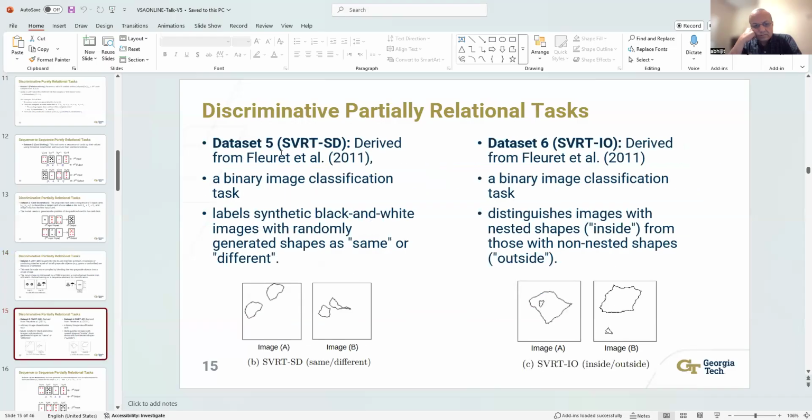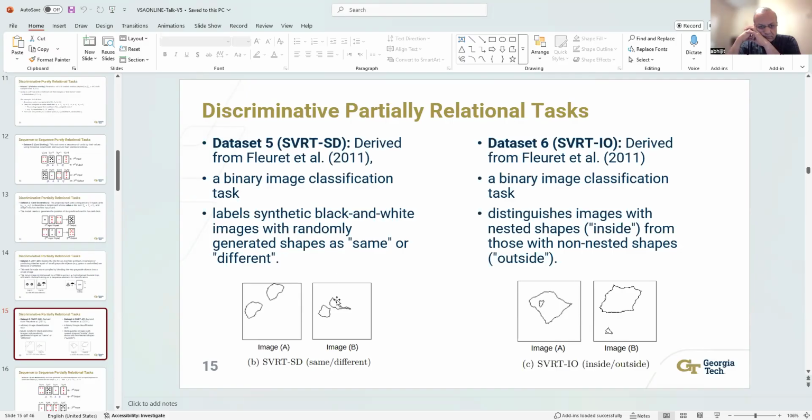So these two other tasks are also derived from the Raven matrices problem. Dataset 5 is called SVRT, similar or different, and it consists of binary classification of images, and we need to guess whether it contains a different shape or a similar shape. For example, in image A, we have a similar shape. In image B, it's a different shape.